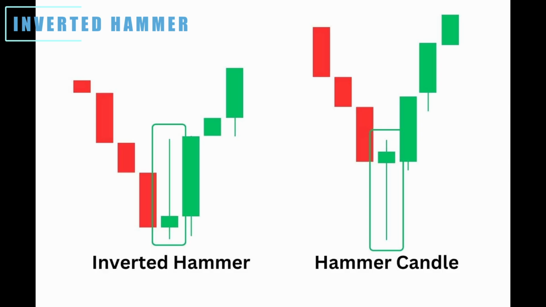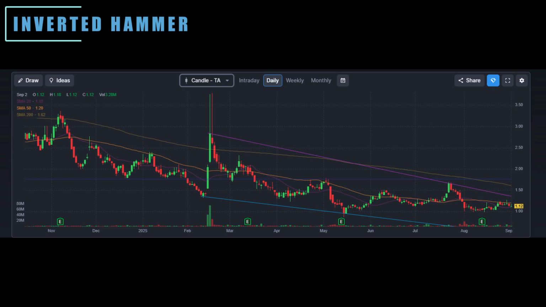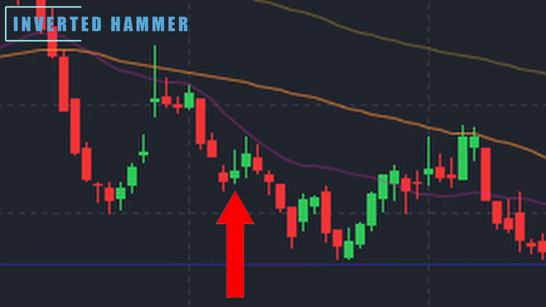Now, the inverted hammer is similar but flipped. Long wick at the top after an uptrend, showing sellers are pushing back. When I see these on key levels, especially on the daily chart, I start to think, okay, this stock might be ready for a reversal. These candles help you time your entries better so you're not buying in the middle of a downtrend or selling too early during an upside move.